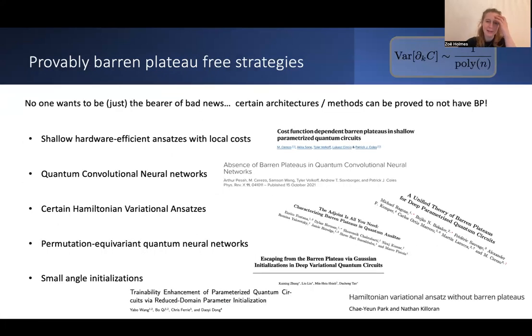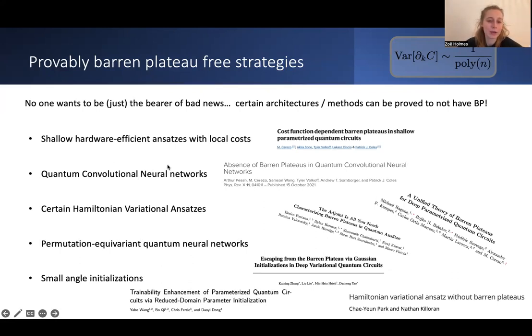Okay, so then in parallel to this hunt for the causes of barren plateaus, people went away and tried to come up with provably barren-plateau-free architectures. This evolved slowly in time, with people piecewise coming up with new ones. One of the first, as I said before, was that if you have a local cost and a shallow hardware-efficient ansatz, so a nearest-neighbor ladder-type ansatz, then the cost-function-dependent barren plateau paper showed that this is provably barren-plateau-free.